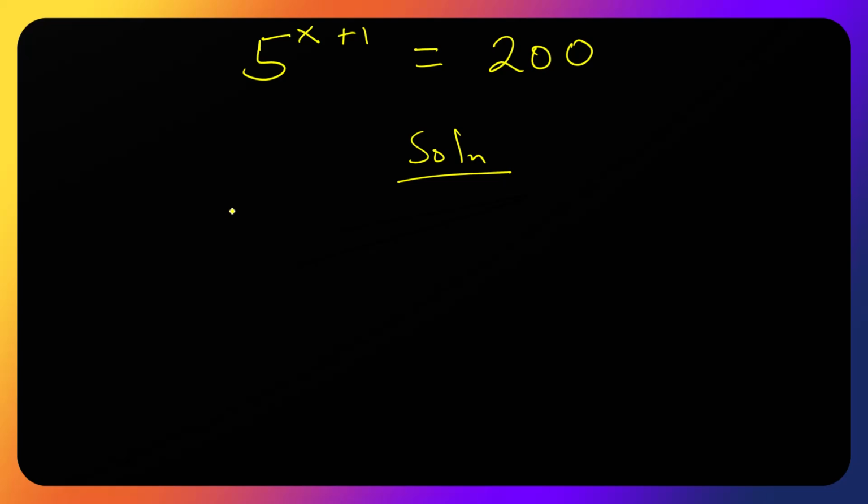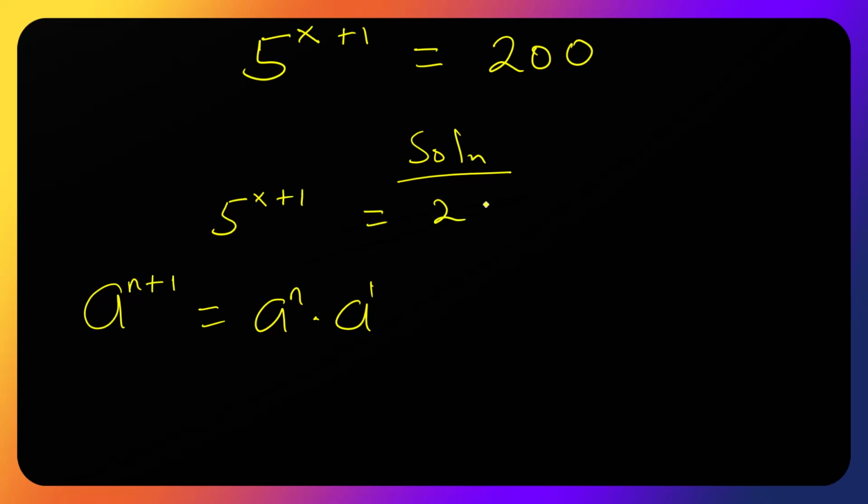Now, let's understand that a to the power n plus 1 is the same as a to the power n times a to the power 1. So from laws of indices, this one is the same as this. So when we compare to the question, 5 to the power x plus 1 equals 200, we can write this as 5 to the power x times 5 to the power 1 equals 200.